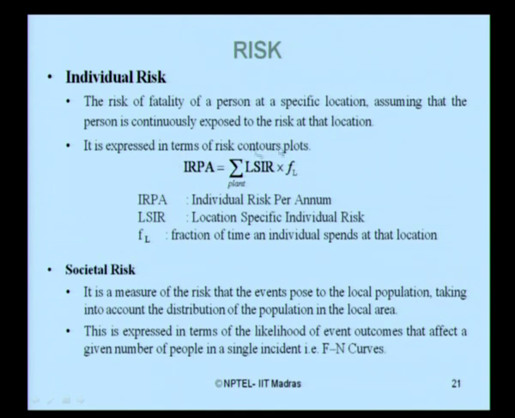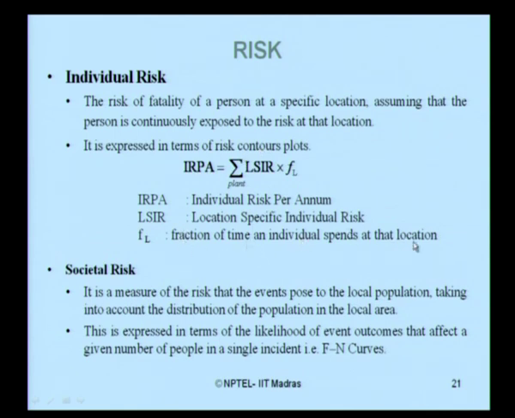It is given by a simple expression here. IRPA is the summation of LSIR for the whole plant multiplied by FL, whereas IRPA is what I call individual risk per annum, which I am interested to calculate. LSIR is the location specific individual risk. The plant can have risk at different locations, therefore, I sum this up for the whole plant, and each location specific individual risk is weighted by the fraction of time an individual spends in that location.